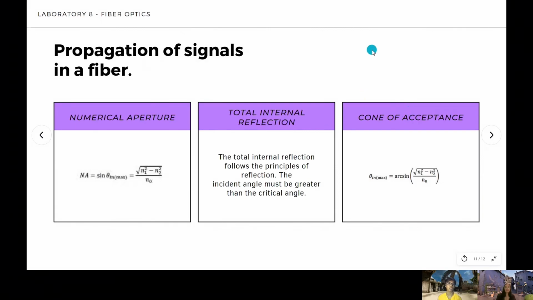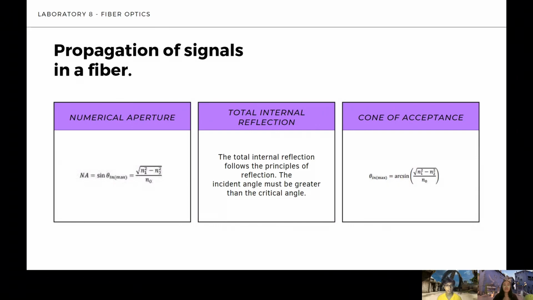So here's the propagation of the signals in a fiber. You can see here, the first one is numerical aperture. A numerical aperture is a number lower than 1 that determines the optical fiber's light collecting power. For this cable type, the standard numerical aperture is 0.275 to 0.29. It can be written mathematically in terms of the angle of acceptance, as seen in the figure.